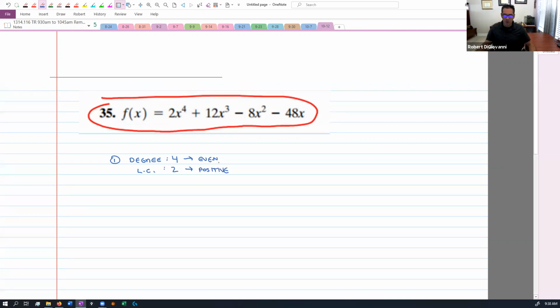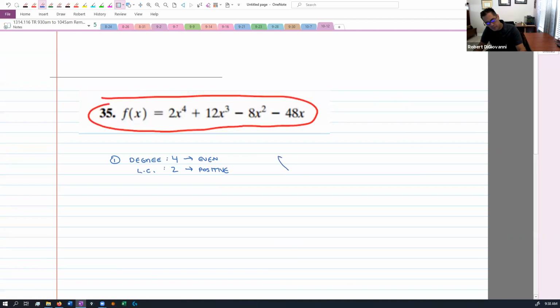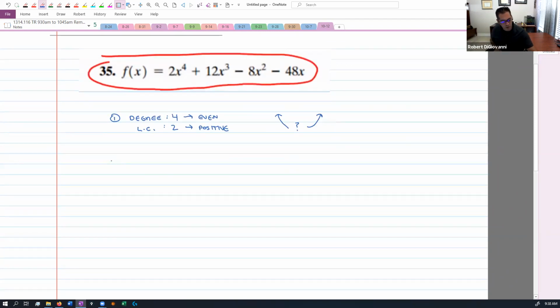And so if we go look at that little chart, if our degree is even, we're looking here, and our leading coefficient is positive, we're looking here. So it should be up on both sides. Are there any questions on that part? Most of the time students have no issues on this. This is the kind of easy part. Step 2 really is the problem, where we try and set this thing equal to 0.